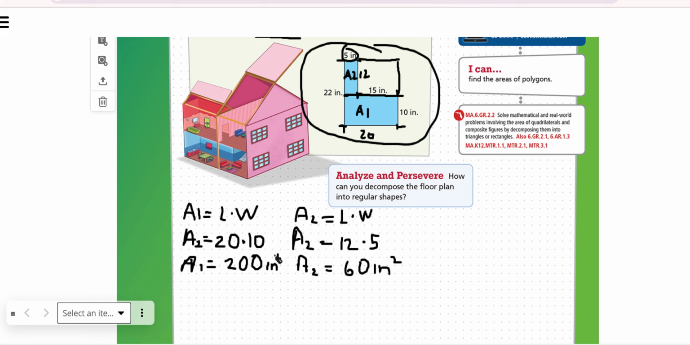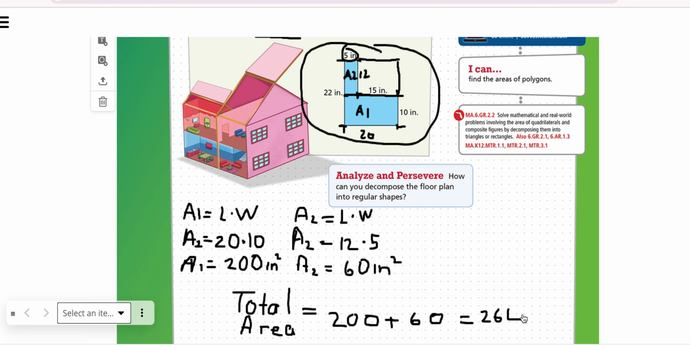power. So now, in order for me to find the total, you're going to write total area. This is total area, and it is going to be 200 plus 60, which gives you 260 square inches. 260 square inches. Okay, so that's how you write it, inches to the second power.